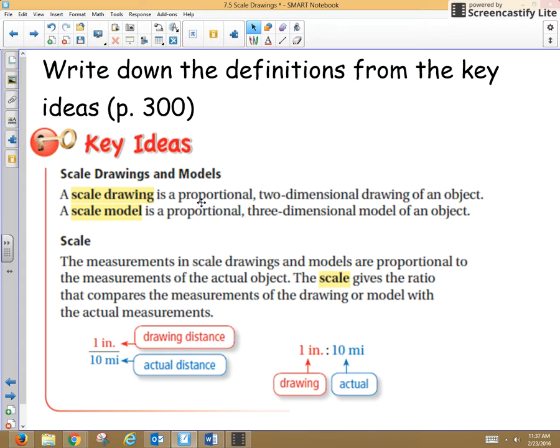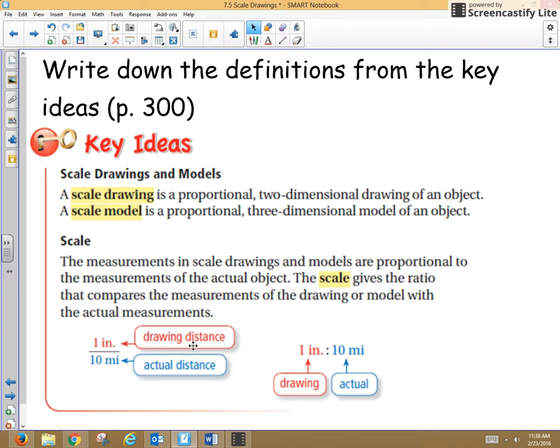A scale drawing is a proportional two-dimensional drawing of an object. A scale model is a proportional three-dimensional model of an object. Scale is the measurement in a drawing and model that is proportional to the measurement of the actual object. The scale gives the ratio that compares the measurements of the drawing or model with the actual measurements.